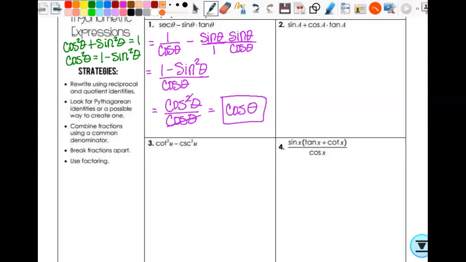Okay. So let's look at number 2. So for number 2, I don't have any fractions yet. There's nothing squared. Really, I think the only thing I can actually do to get the ball rolling is to do the same type of thing I did here, and I'm going to change my tangent to its quotient. So this will give me sine of A plus cosine A times, and then what is tangent again? Sine over cosine.